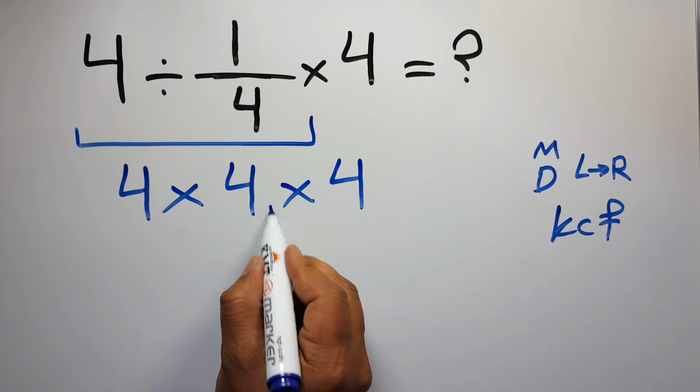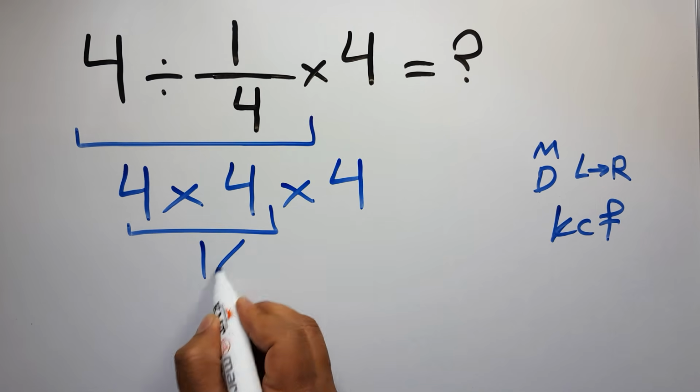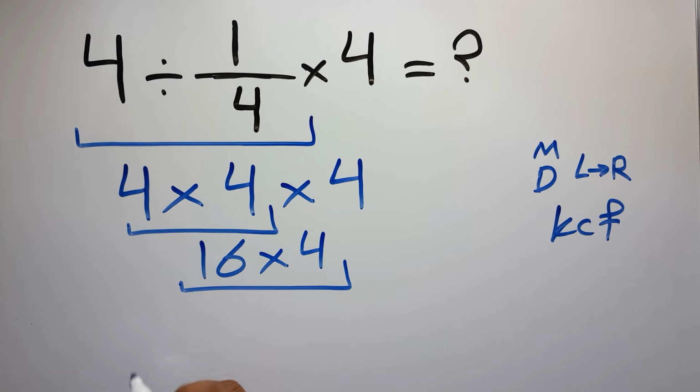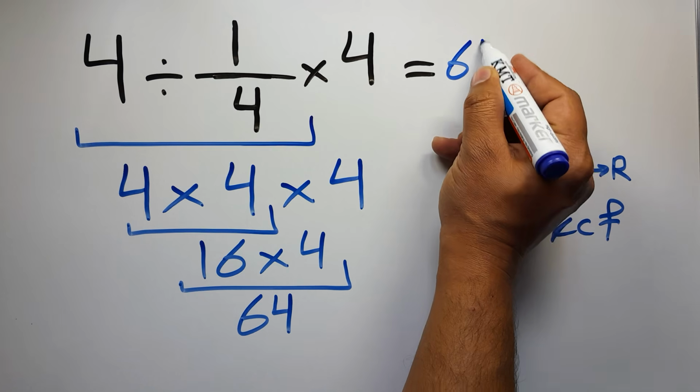4 times 4 equals 16. So 16 times 4, which equals 64. And this is our final answer to this problem. The correct answer is 64.